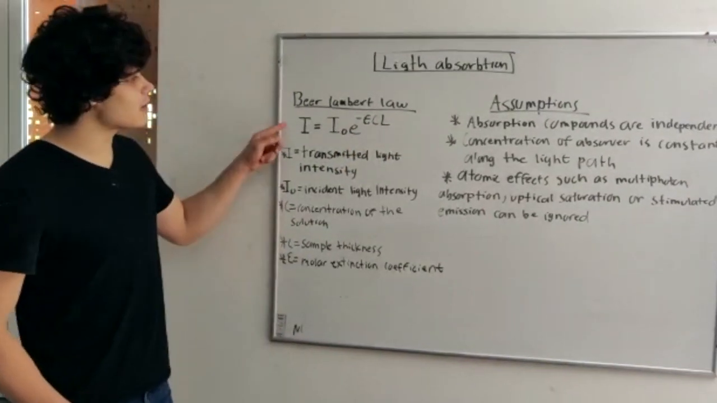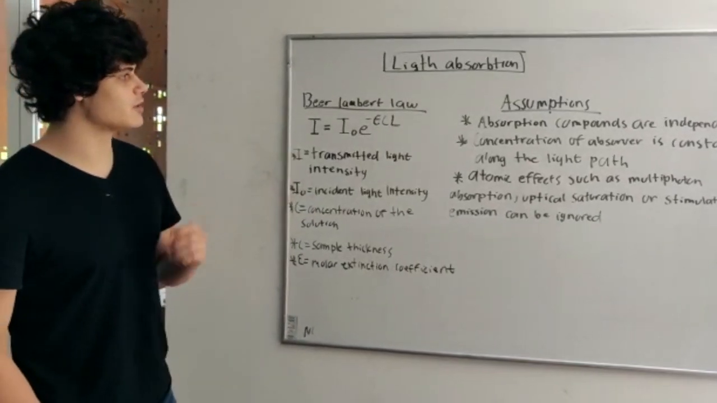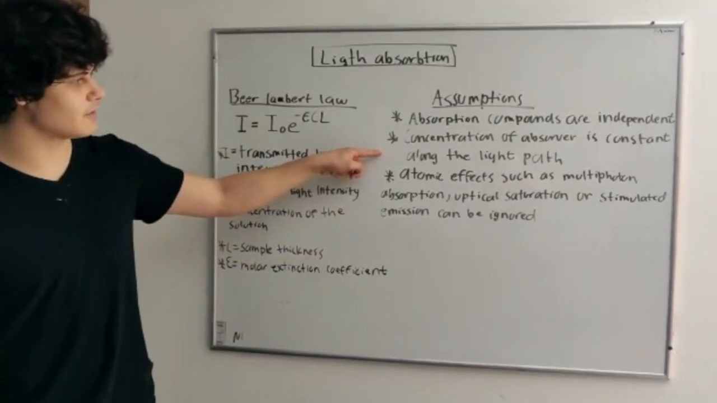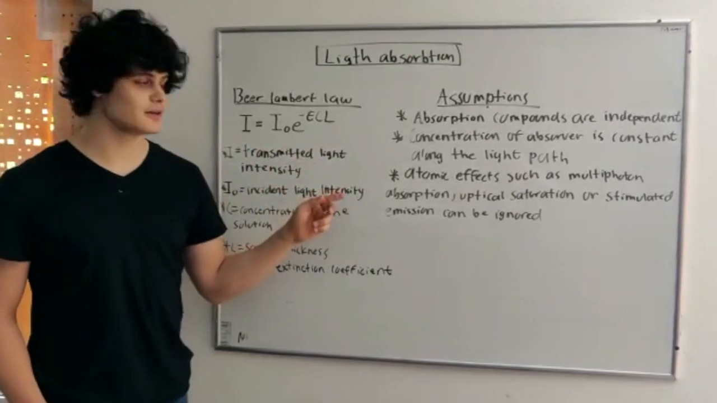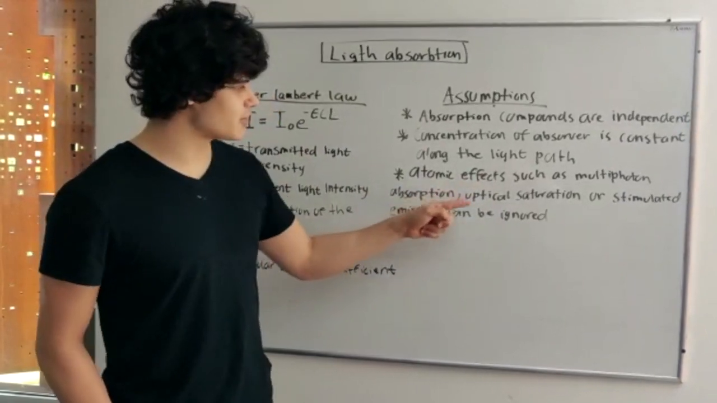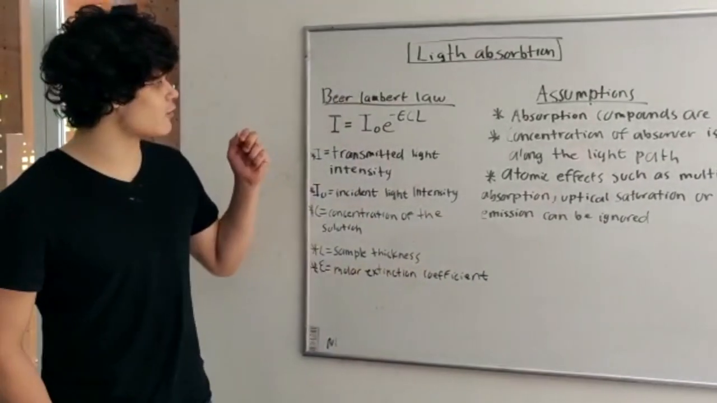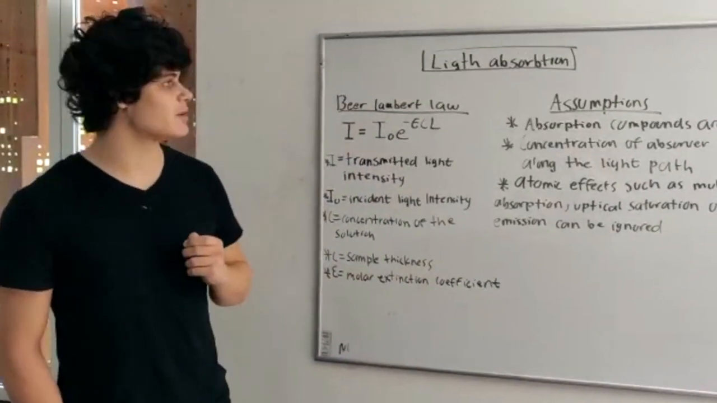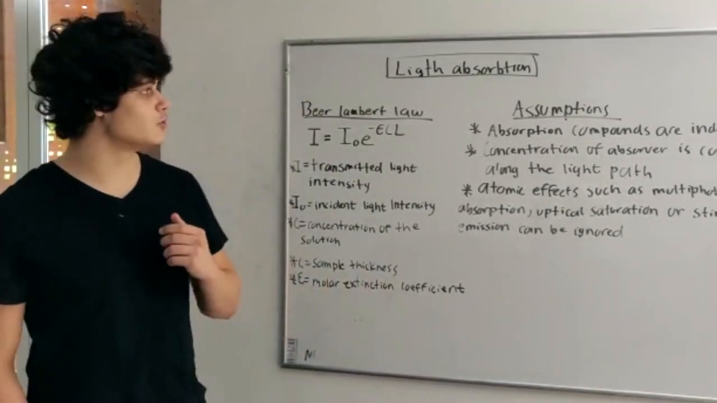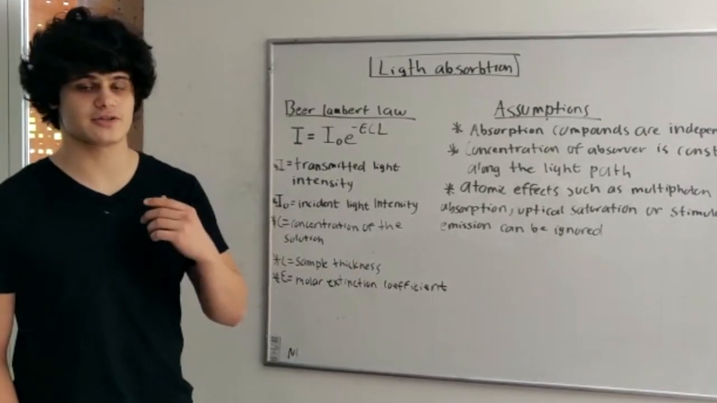But this law can only be correct under the following assumptions. First of all, absorption compounds are independent. Concentrations of absorbers are constant along the light path. And nonlinear effects such as multiphoton absorption, optical saturation, or stimulated emission can be ignored. Unfortunately, this equation is not accurate enough because, as we can see, tissues are turbid media, so we will have to find another equation that better describes the interactions of light and tissue.